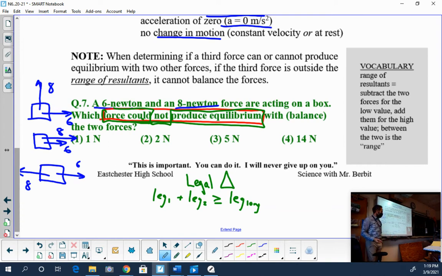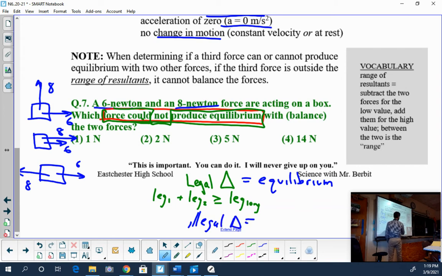Usually when you see a triangle, it's going to be greater than, not greater than or equal to, but this is technically a legal triangle definition. That's going to help you with these. So if you can just remember that a legal triangle equals equilibrium, and an illegal triangle is not equilibrium. I suppose if you were forced to guess, you would probably assume that. So what do we mean by this? All right, we've got a 6 and we've got an 8.